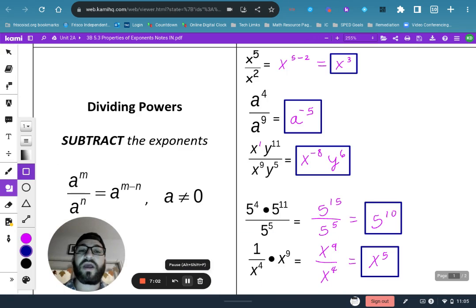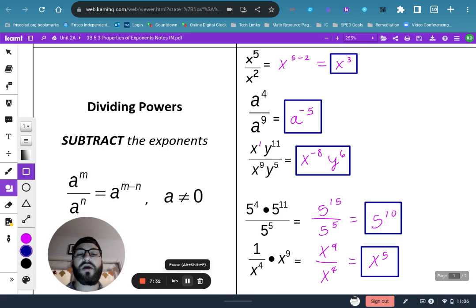All right, so we have a to the 4th over a to the 9th. Subtract 4 minus 9, that's going to be a to the negative 5th. Then we have our 5 to the 4th times 5 to the 11th over 5 to the 5th. You can do this in a couple of different ways. You could divide first and then multiply, or you can multiply first and then divide. I like to multiply first. So 5 to the 4th times 5 to the 11th, base stays the same, but I add the powers. So 5 to the 15th over 5 to the 5th, and that would be equal to 5 to the 10th.